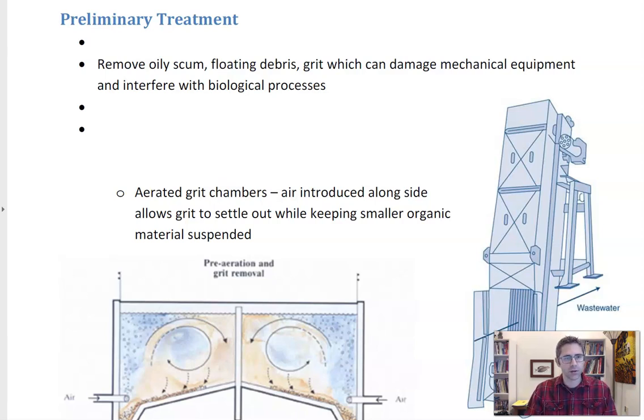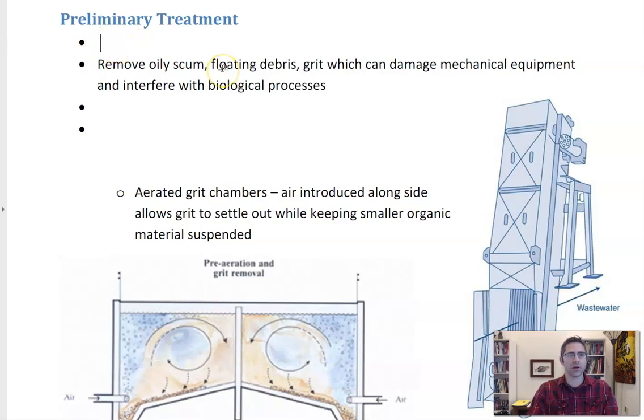So as we start talking about wastewater treatment, this is the first video in that, and we're going to talk briefly about preliminary treatment. Preliminary treatment is the first step in most wastewater treatment processes, and it's maybe in some ways the grossest step because it's the closest to raw sewage that we need to deal with.